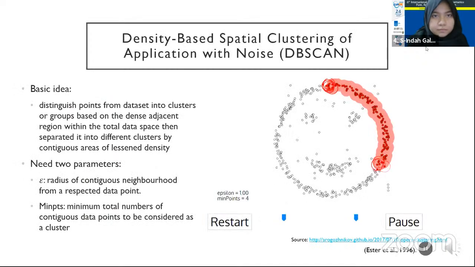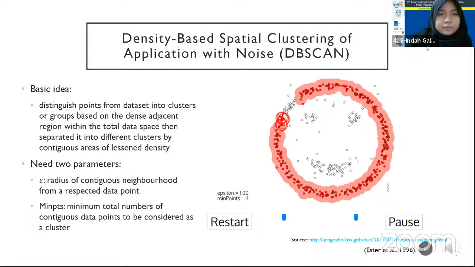The next one is DBSCAN. The basic idea of DBSCAN is to distinguish points from a dataset into clusters or groups based on dense adjacent regions within the total data space, then separate them into different clusters by contiguous areas of lessened density.